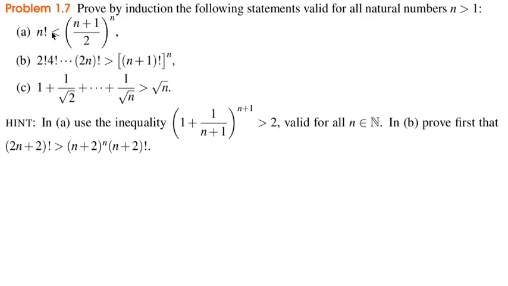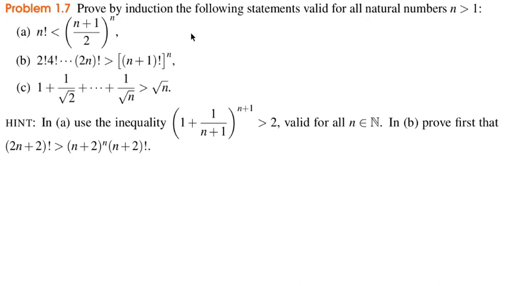Okay, n factorial is smaller than (n plus 1 over 2) to the nth power. Okay. So, and there's a hint here. This is in A, use the inequality (1 plus 1 over n plus 1) to the n plus 1 power greater than 2, which is valid for all n, a natural number. And we're given this, we don't need to prove this. But I'm gonna play with this a bit so that it's easier to use later on.